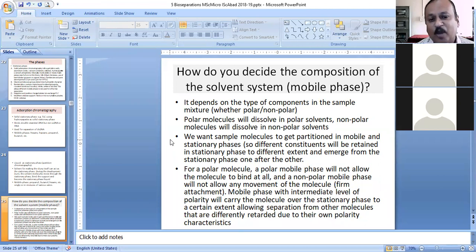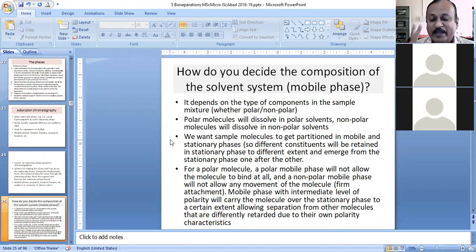But then the problem is that if you have polar molecules in your sample, and you are using a highly polar mobile phase, then the sample will move along with the mobile phase, and it will not be retained on the stationary phase at all. And if you are using a non-polar solvent system for polar molecules, then the polar molecules will not move at all on the stationary phase.